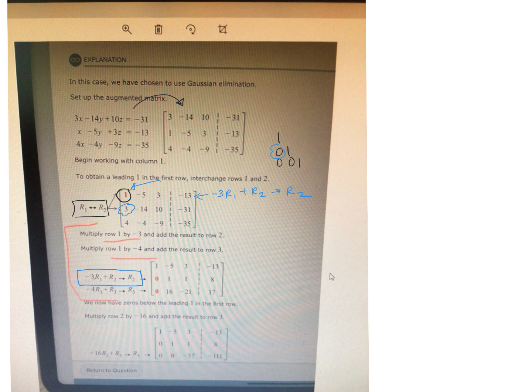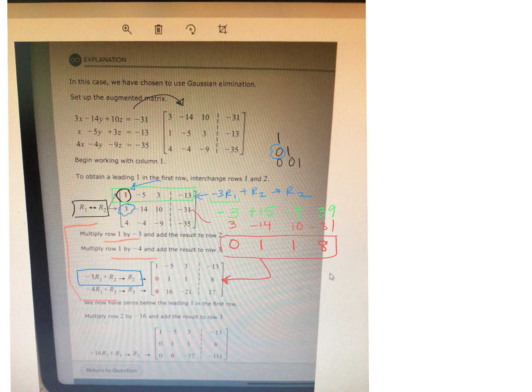And so what that really means is we want to take -3 times the first row. So if we do that, -3 times every entry here becomes -3, a +15, -9, and then +39. And then we're going to be adding that to row 2, which is 3, -14, 10, -31. So when we add those together, we get the 0 like we want. 15 and -14 makes 1, -9 and 10 makes 1, and then 39 minus 31 makes 8. And so you can see that this is what they have written here as our new row 2.